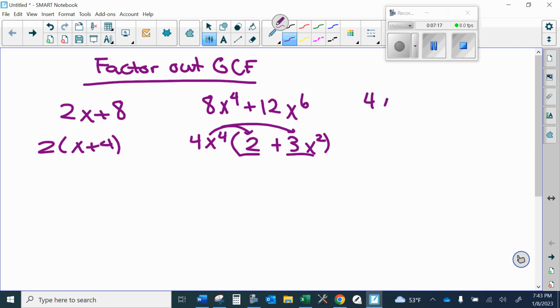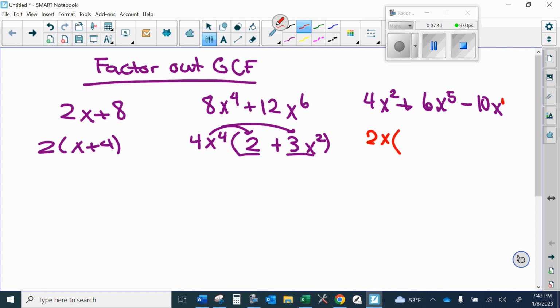Could have 4x squared plus 6x to the 5th minus 10x. It doesn't matter how many terms. That's a trinomial because there's 3 terms. I'm still looking to factor out the GCF. What's the GCF of the numbers? 2. How many x's can I take out of each? The most I can ever take out is the least number of them. 1. I can only take out 1 x.